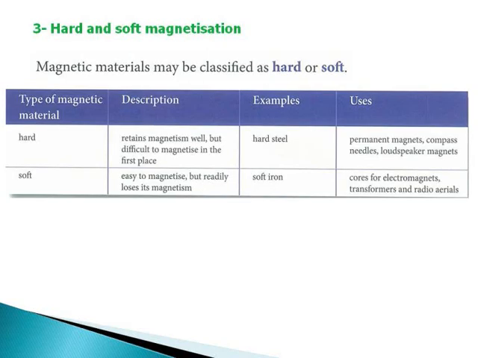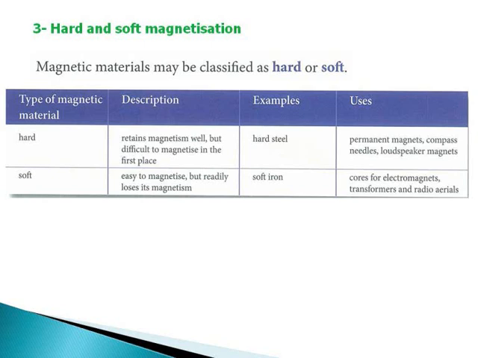Also, material known as magnetic material may be classified as hard and soft material, or hard and soft magnetization. So what's the difference between hard and soft magnetization or hard and soft material? As we can see in this table, the table illustrates types of magnetic material, hard and soft, 2 types. So what is the description of hard?